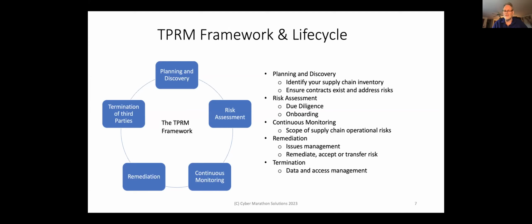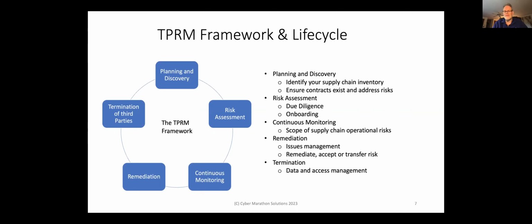So you may start with risk assessment, but you need to, particularly for your critical third parties, continuously monitor across all of the supply chain operational risks that your third parties face and that you have to ensure are being properly managed to support your business.